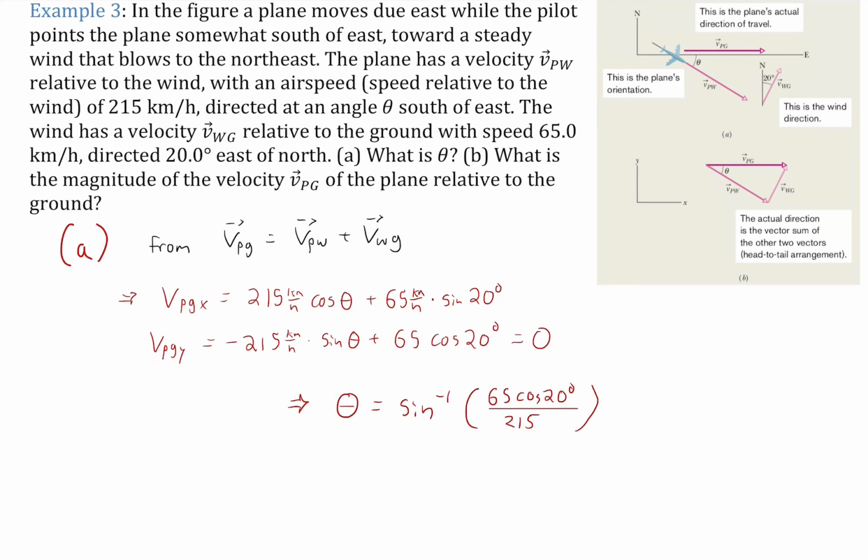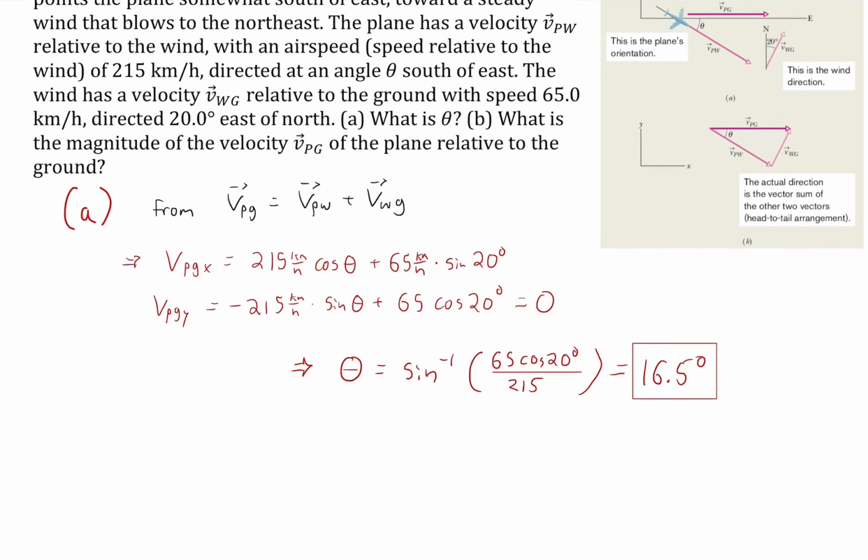Just isolate theta with inverse sine and moving everything to one side, and we get 16.5 degrees. We now know theta, all right? So the heading of the plane has to be 16.5. But that's not all. If the plane just changed its heading and sort of headed to the south of east at 16.5, that wouldn't be enough. It would still get blown off course. It has to adjust its speed as well, all right?